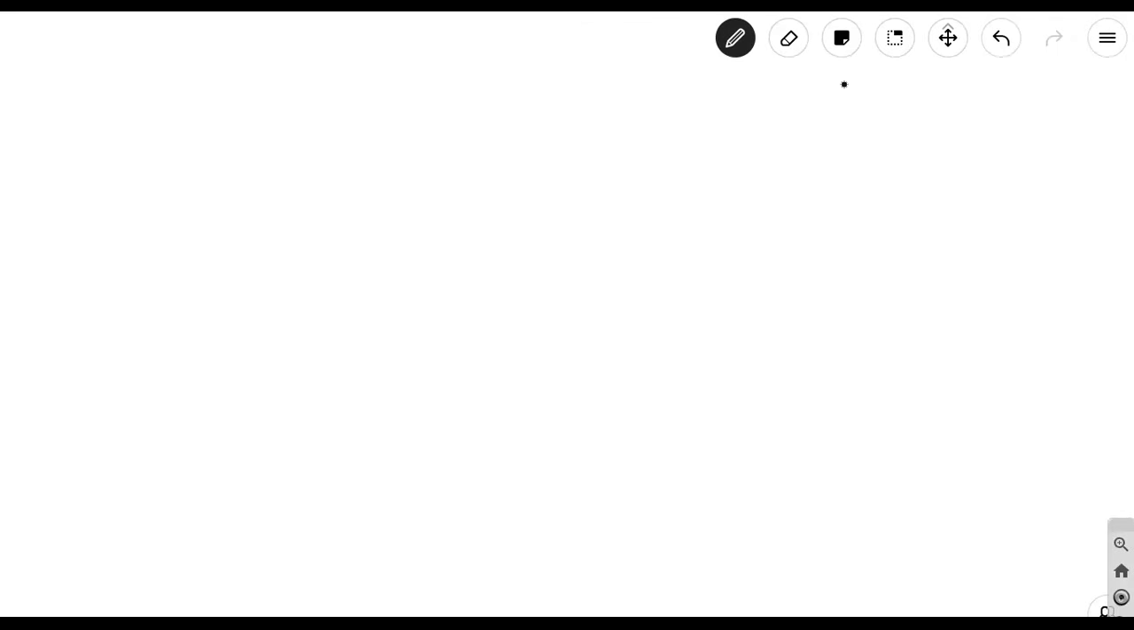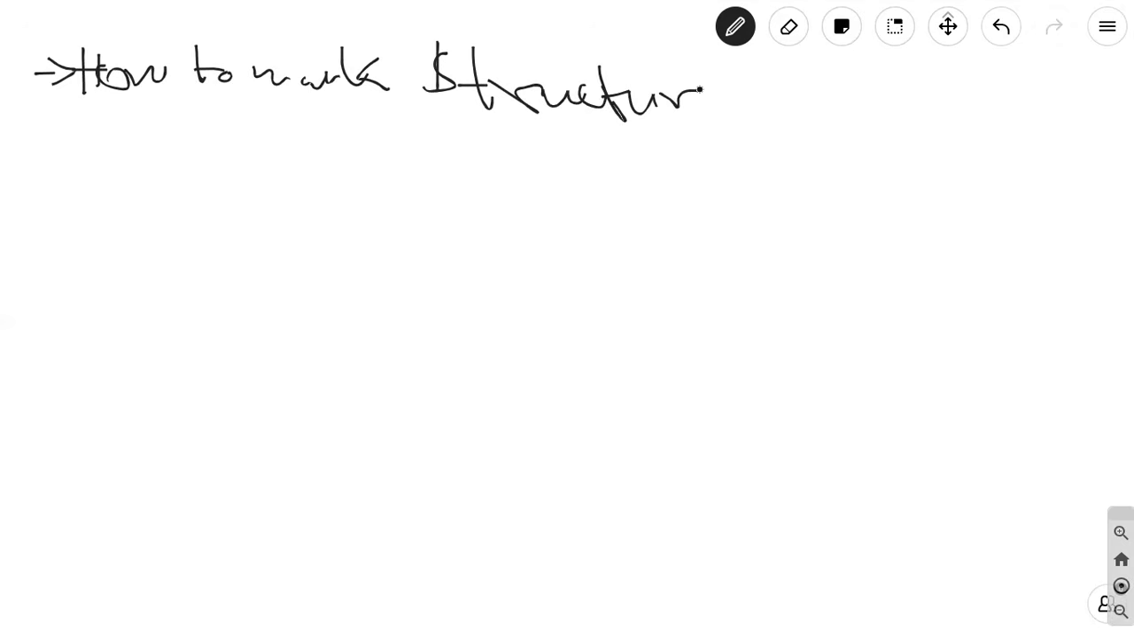All right, now in structural verification, we're going to talk about a few things here. So I want to sort out first the things that we're going to learn in this lesson. First of all, we're going to learn how to mark structures. Excuse my handwriting here.